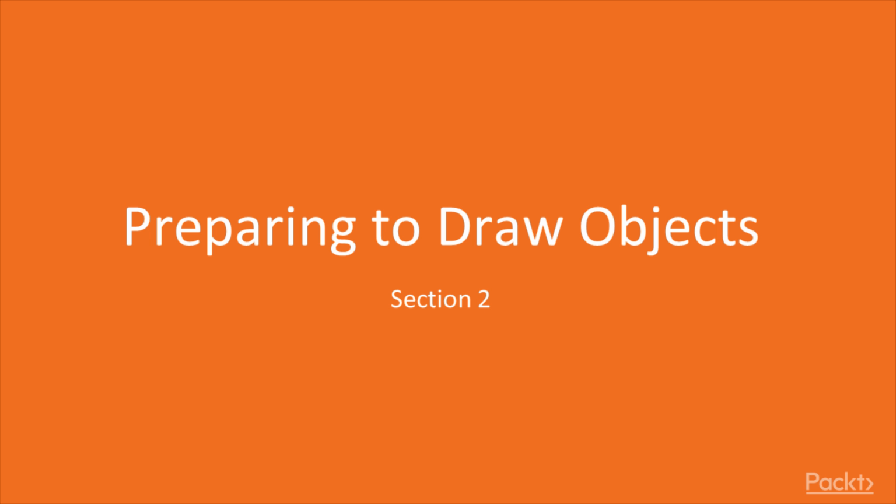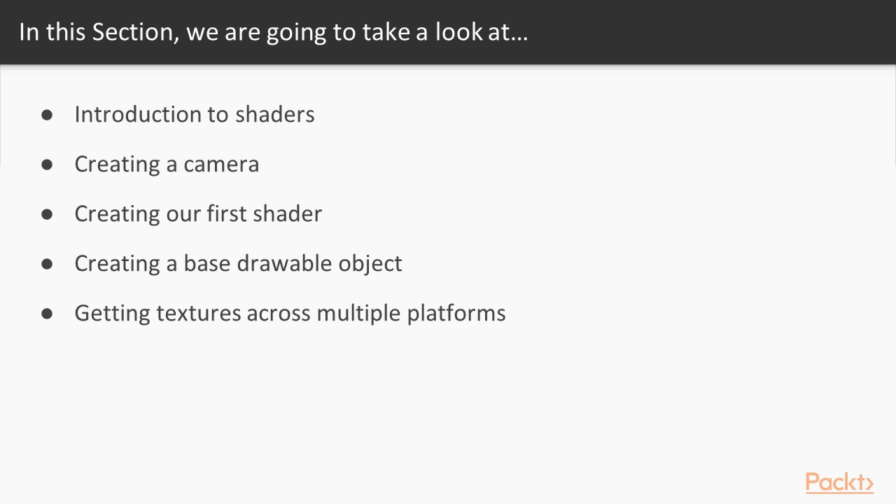Hello everyone and welcome to section 2, preparing to draw objects. In this section we're going to start by being introduced to shaders, where we will learn about shaders and how the graphics pipeline works in OpenGL. We will then move on to creating a camera, where we're going to learn how to create our own camera as well as a canvas to draw all our objects.